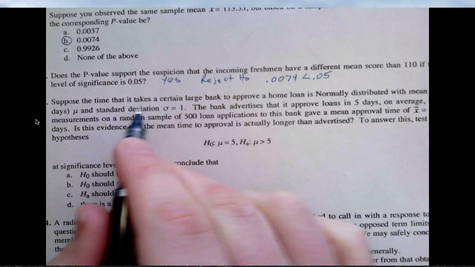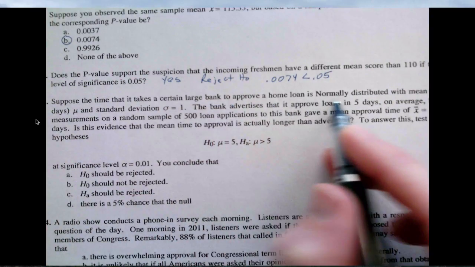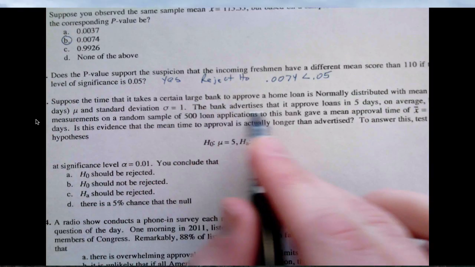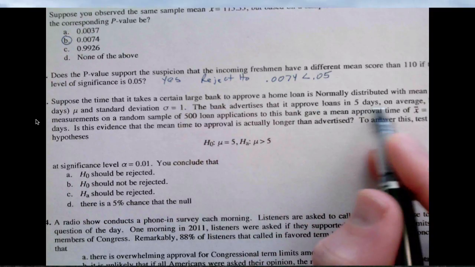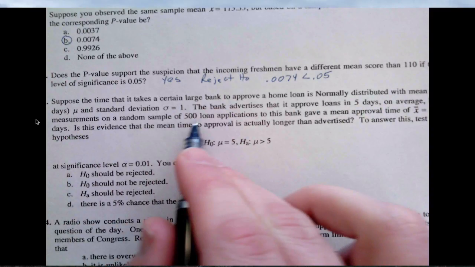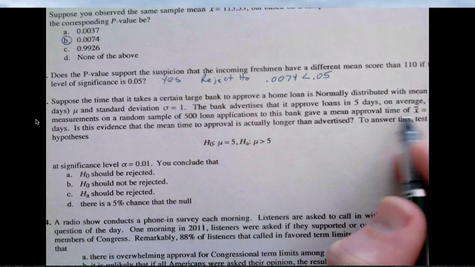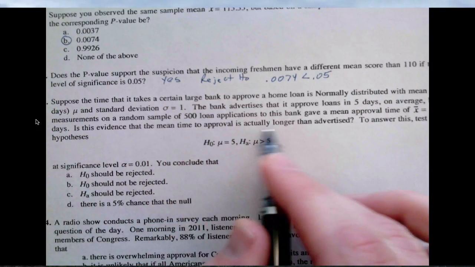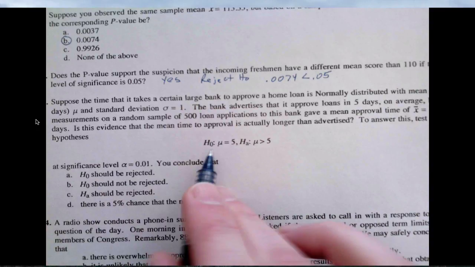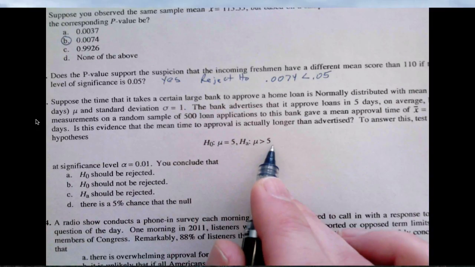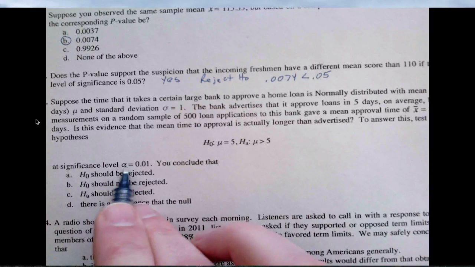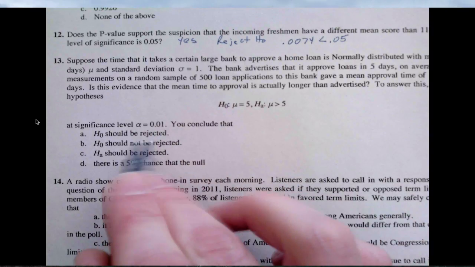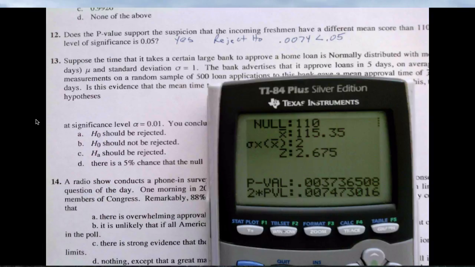All right, suppose the time it takes a certain large bank to approve a home loan is normally distributed with a mean mu, standard deviation, so we know the standard deviation. The bank advertises that it approves loans in 5 days on average, but measurements on a random sample of 500 loan applications to this bank gave a mean approval of 5.3 days. Is this evidence that the mean to approve is actually longer than advertised? To answer this, we have these hypotheses. So it is 5, it's greater than 5. One-sided test, it's a right-tail test. At a significance level of 0.01, so we've got a high level of confidence we need to gain. You conclude that what? H0 should be rejected. Okay, let's run it.